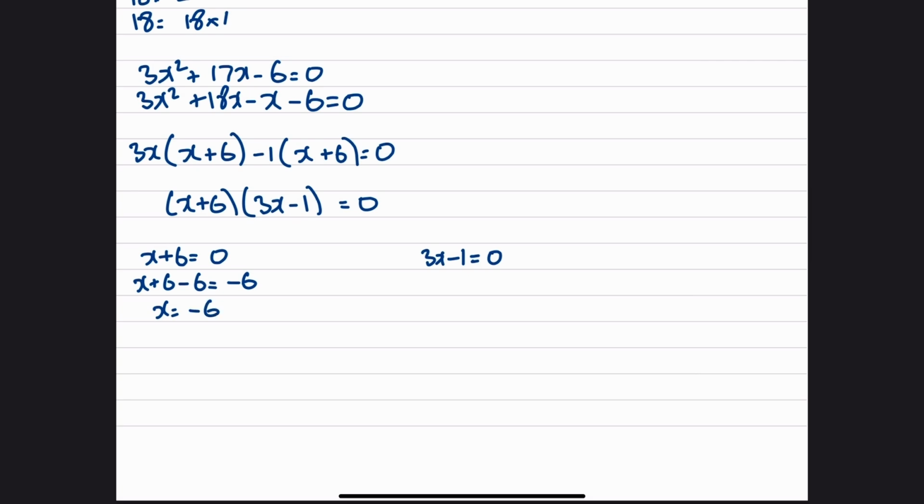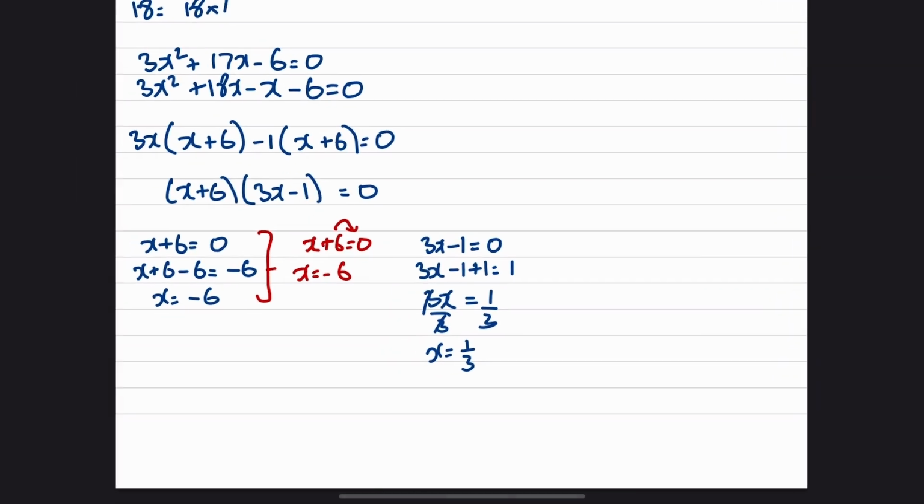And for the second bit, we add 1 to both sides, and then we divide both sides by 3. So what we're left with, x equals 1 over 3. Now we don't always need to show this working on both sides. We can just simply do this way, where x plus 6 equals 0. Taking 6 to the other side means x equals minus 6. We can isolate it this way as well.